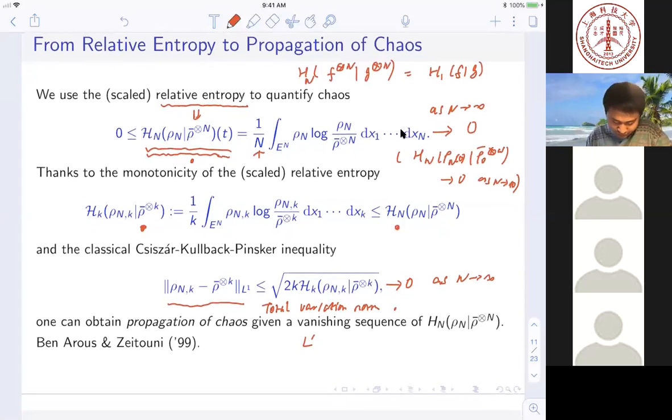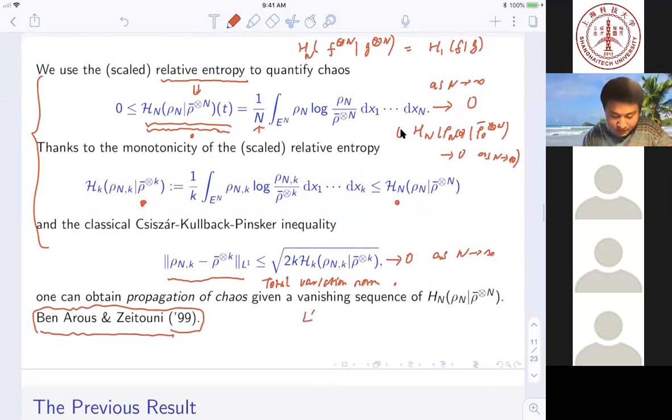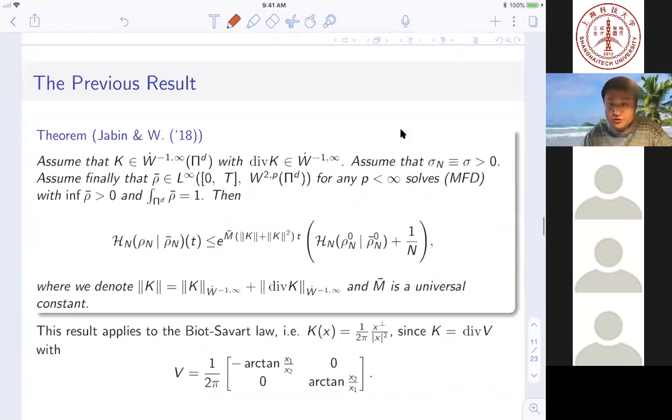When I visited Quoc-Hung, they told me similar ideas were used by Benoist and Zutoni in 1990, but in a different setting. Those are well known, not new. This is new only in our specific problem. People have known this for a while. Okay, let me show you one result.